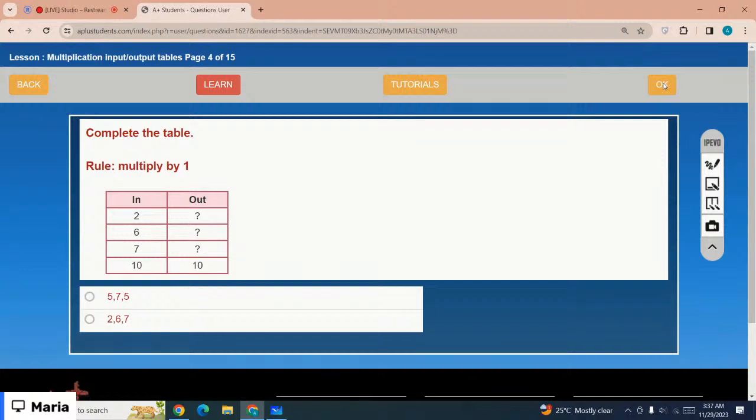Complete the table, you have to multiply by 1. You have to multiply the values by 1, right? So 1 times any number is the same number, right? So 1 times 2 is 2, 1 times 6 is 6, and 1 times 7 is 7. Yes, that is option number 2 is the correct option. They are 2, 6, and 7.